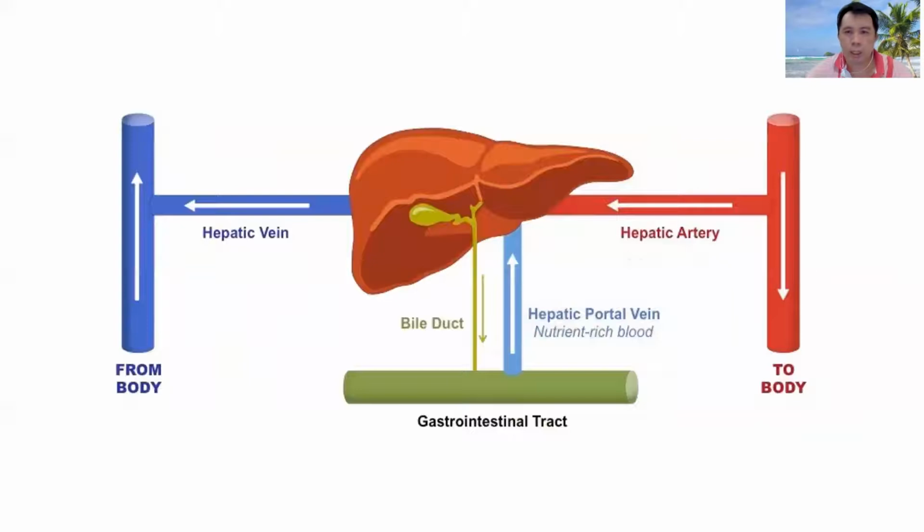So this is what we have discussed just now. This is from this way, the artery. Here you see the liver receives blood from two sources. One is through the hepatic artery, the other is from the small intestine through the hepatic portal vein. Then the blood in the liver will be transported out of the liver through the hepatic vein, and then to the vena cava and returns to the heart.